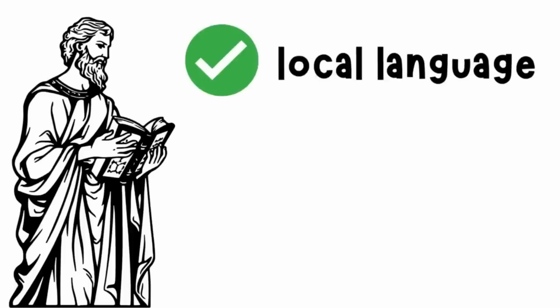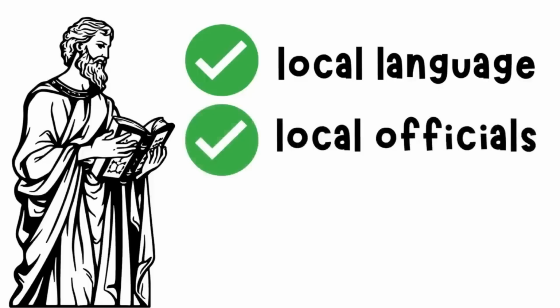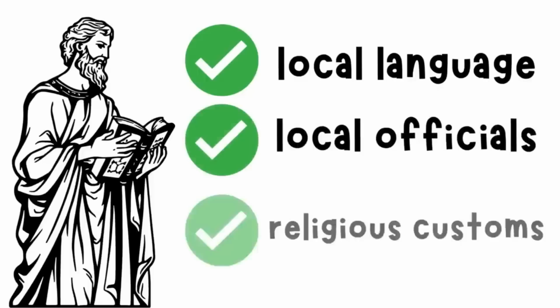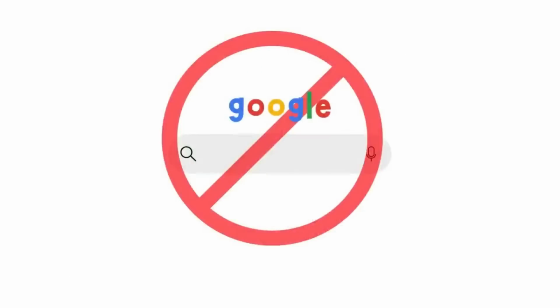So in these particular narratives, Luke not only nails facts about obscure local language, but little details like titles of local officials and also their own religious customs. And again, it's all without the help of Google or Wikipedia.